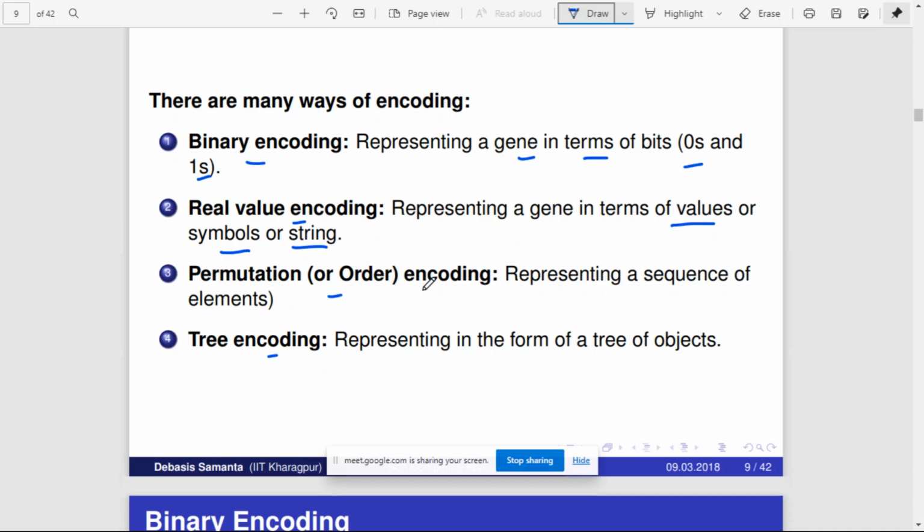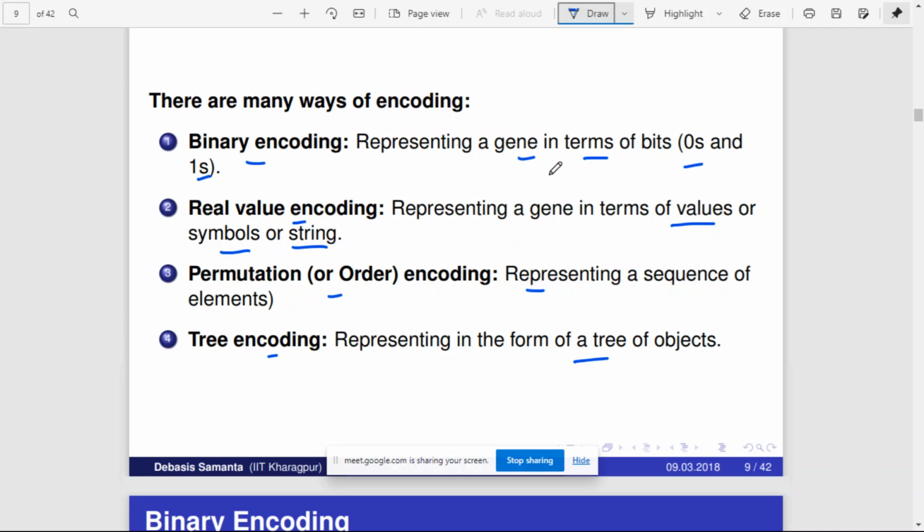In permutation or ordered encoding, the genes are represented in a particular sequence. So here ordering is the question. We know that these are the parameters involved, but the solution lies in ordering them properly. So how are we going to order that? In tree encoding, we represent the genetic information or genes in the form of a tree, basically a binary tree. So these are the four types of encoding schemes: binary, real value, order encoding and tree encoding.